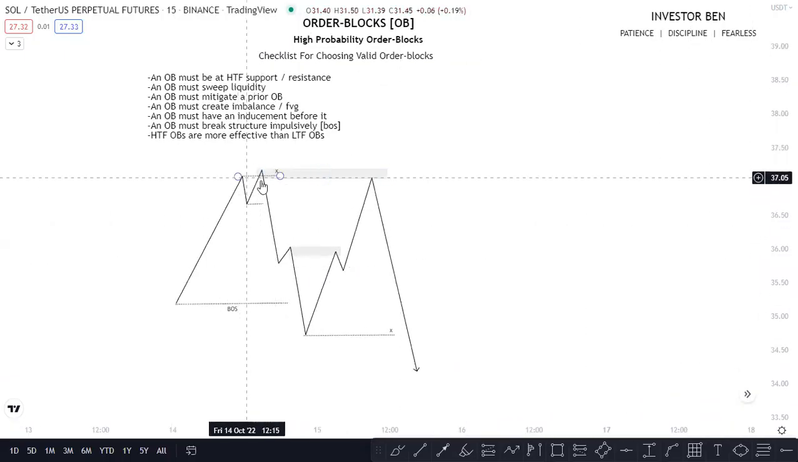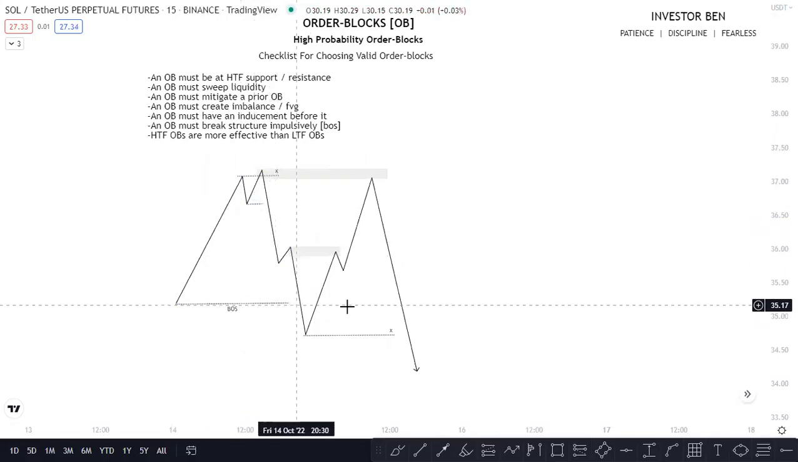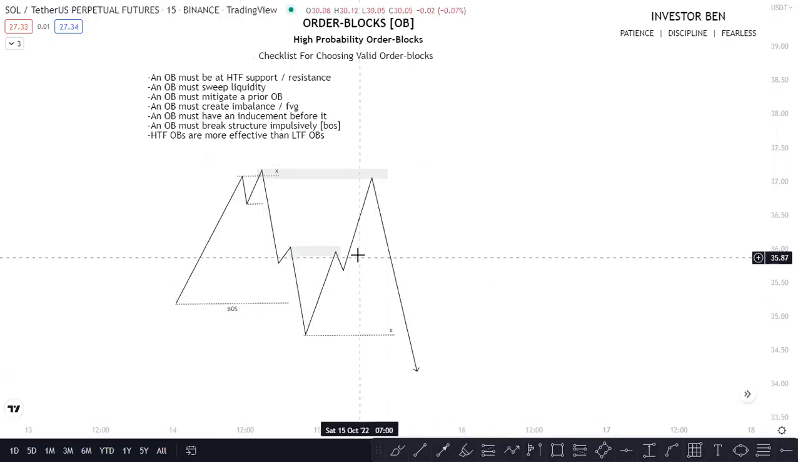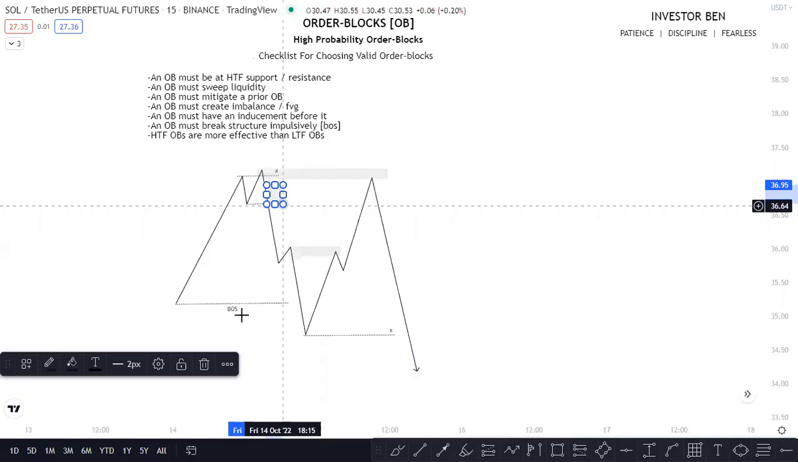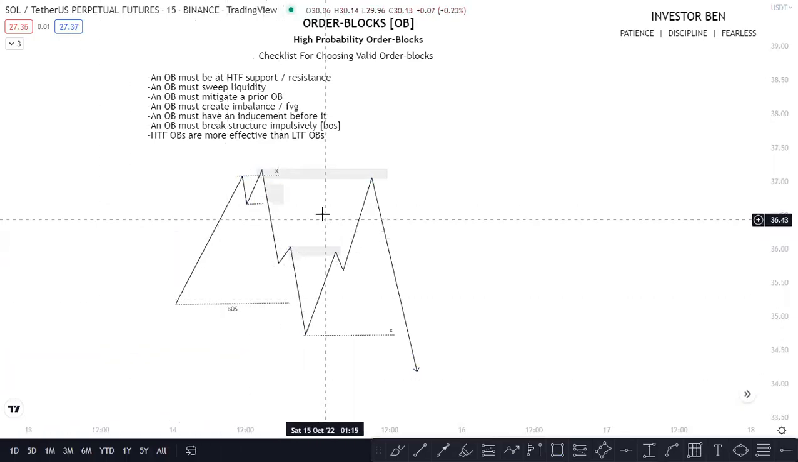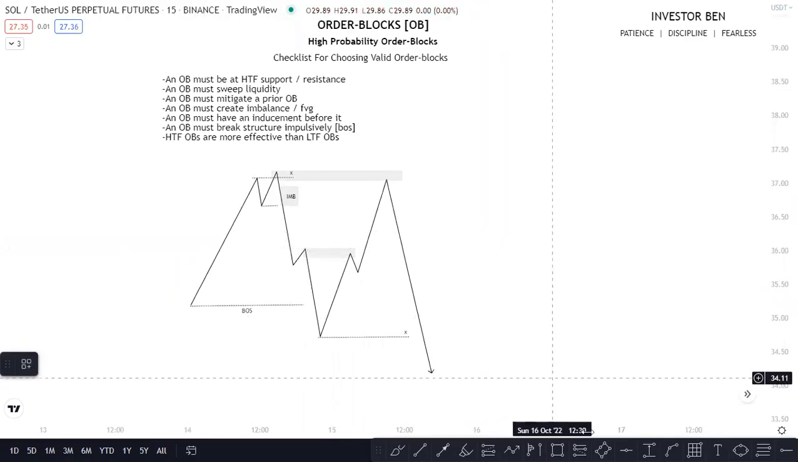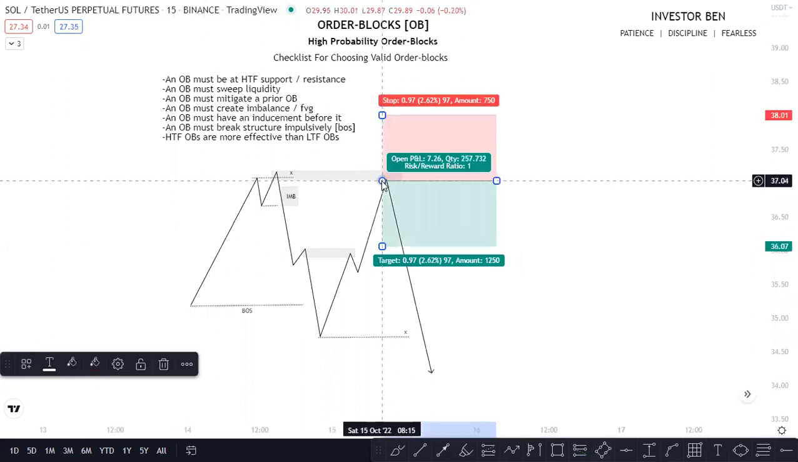It must clear liquidity, it must break structure, right? Let's say we broke structure here before price reversed to that side. And your imbalances may be found around this region, right? A minor imbalance will be found around that region. An imbalance will be found around that region. So this is the checklist for choosing a valid order block.